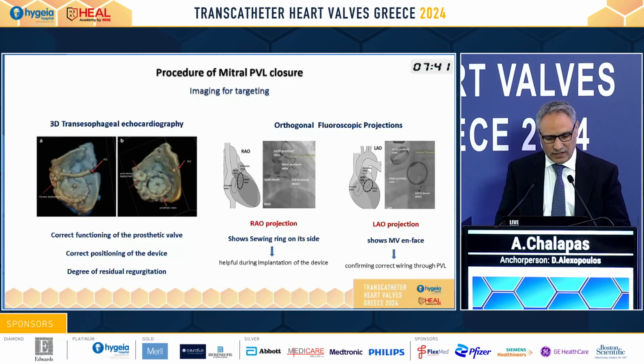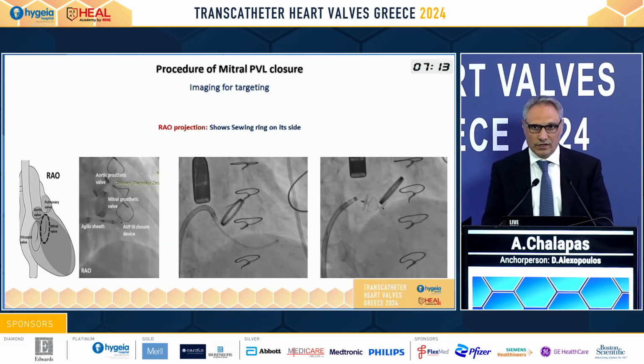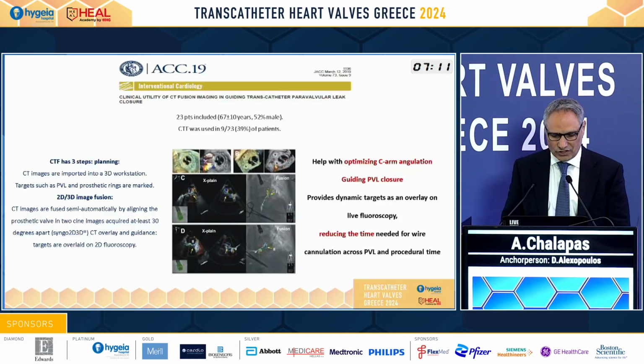Imaging is also important during the procedure. Transesophageal echocardiography gives us important information for the precise deployment and implantation of the devices, in order to estimate the correct function of the prosthetic valve, and of course to estimate the residual degree of paravalvular leak. By using different fluoroscopy projections, like the left projections, which can show us the mitral valve en face, we can better confirm the correct wiring through smaller leaks, or the right projections, which are very helpful during the implantation process.